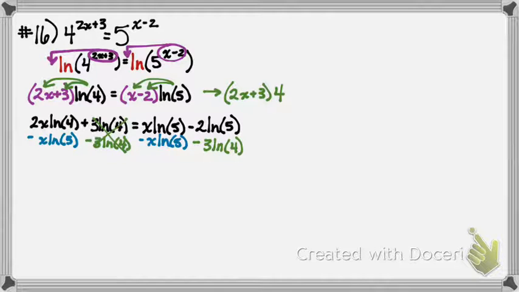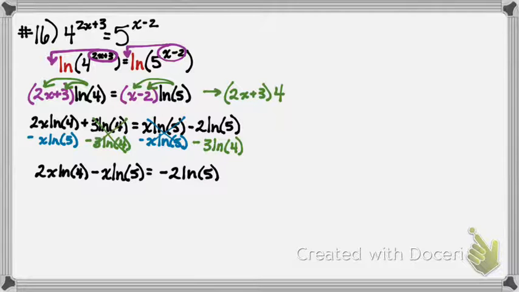This will cancel here. This will cancel here. Can I combine these natural logs together? Nope. So 2x natural log of 4 minus x natural log of 5 is equal to, can I combine these logs? Nope. They're not like terms. Negative 2 natural log of 5 minus 3 natural log of 4. We got our x's to the same side, but it's part of both terms.